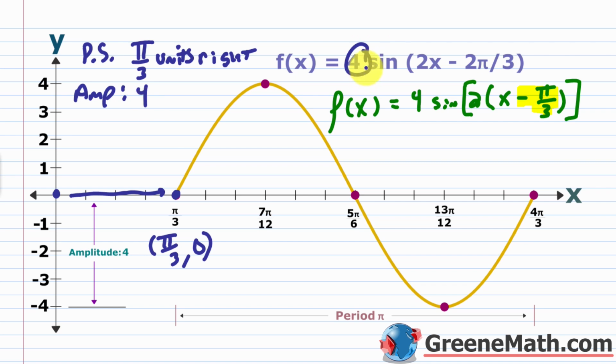So you know your maximum is going to occur at the quarter way through the period. Your minimum is going to occur at 3/4 of the way through the period. So we'll get to that in a moment. But basically the y value here would be 4. Let me go ahead and write it out. And the y value here would be negative 4, okay?